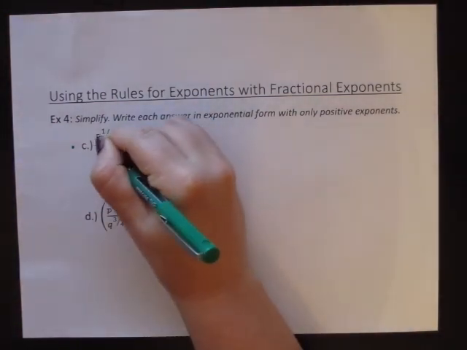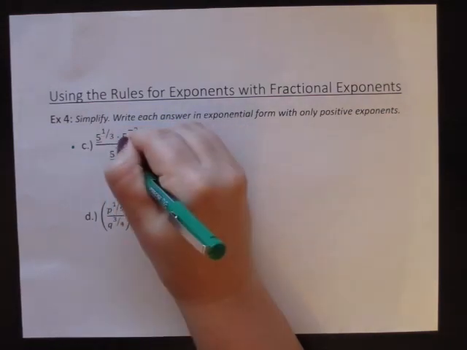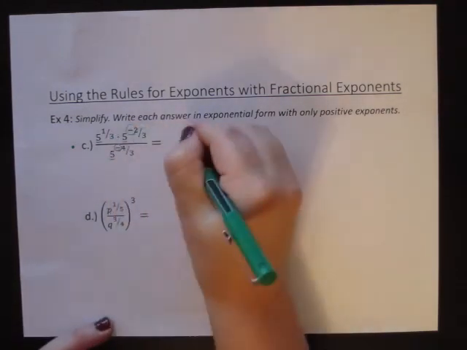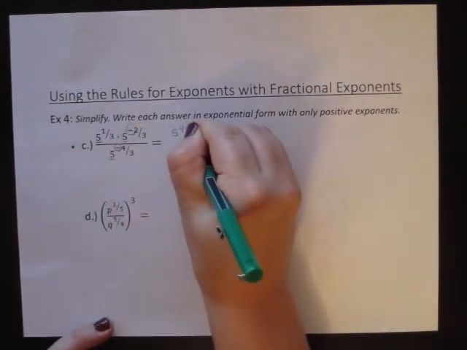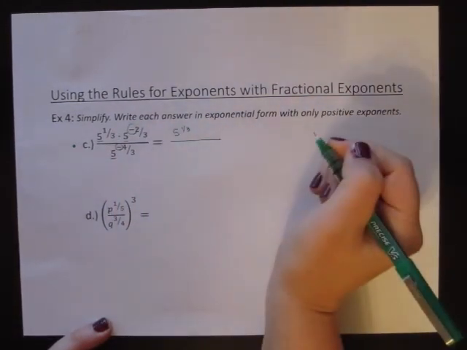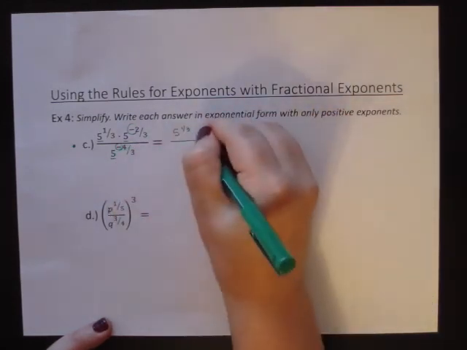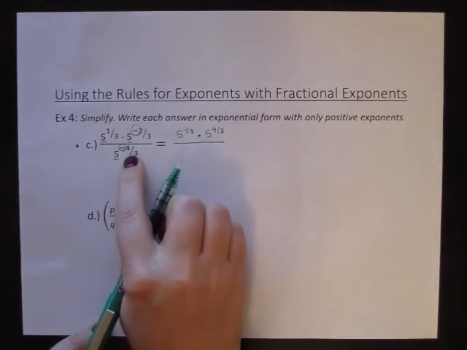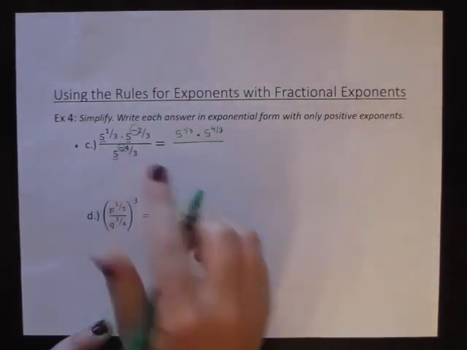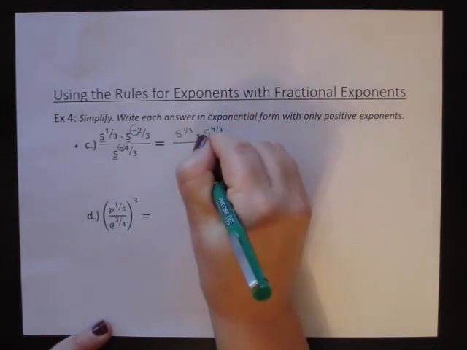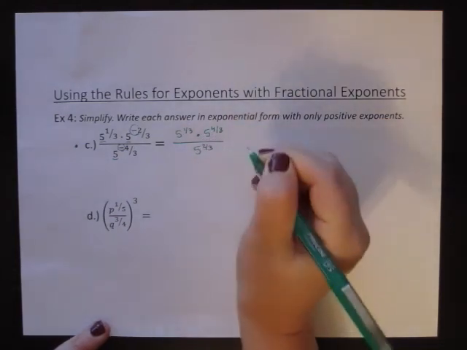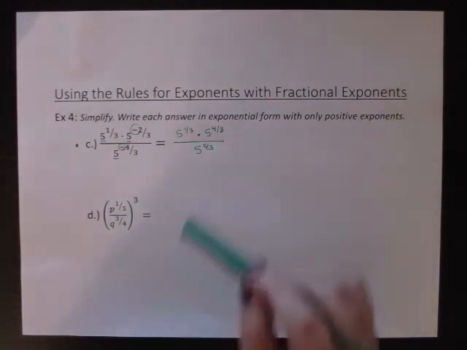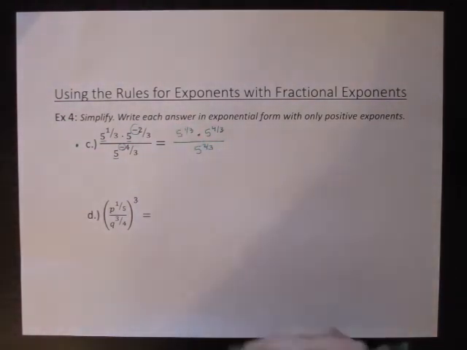First thing that I notice is my bases are all the same, and I have negative exponents. So I want to fix those negative exponents. So this 5 to the 1/3, I'm going to leave exactly where it is because it's a positive exponent. But I'm going to bring up this 5 to the 4/3 because it's negative. Then I'm going to bring down this 5 to the 2/3 so that I can get rid of all negatives. So now I've got all positive exponents, which is great.